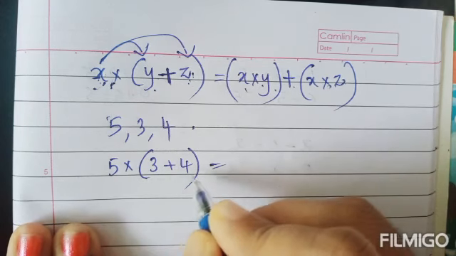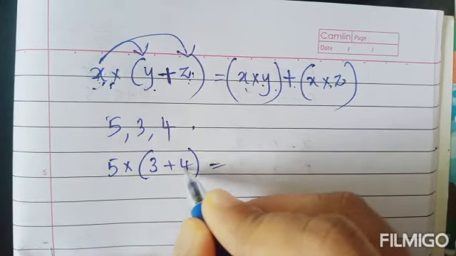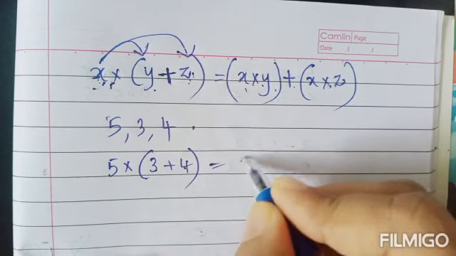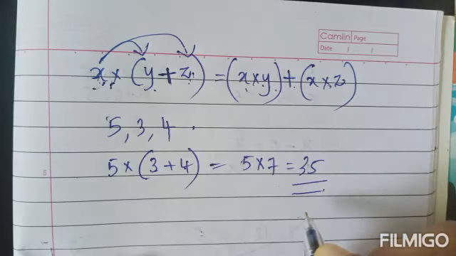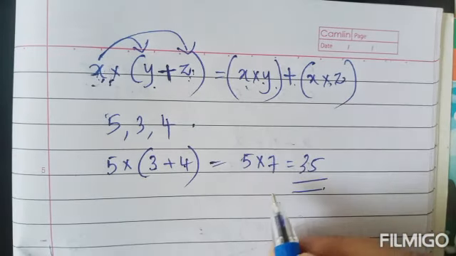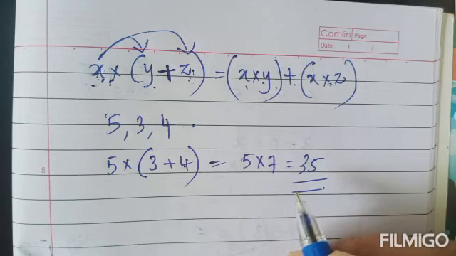How? First, doing inside the bracket. So 3 plus 4 is 7. Okay, so 5 into 7, you will get 35 as the answer. Now we can find this answer using the distributive property also.